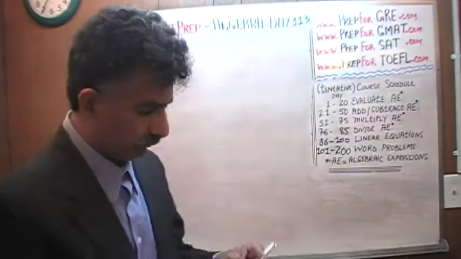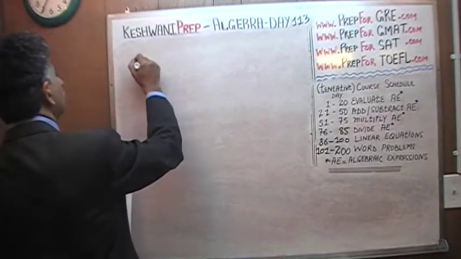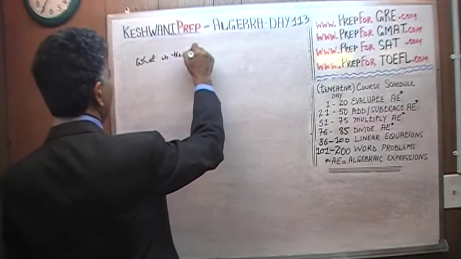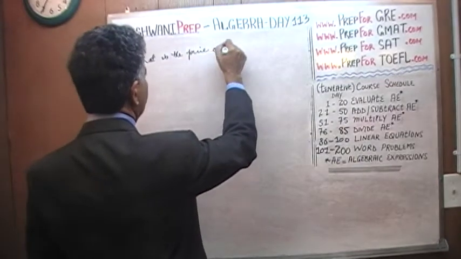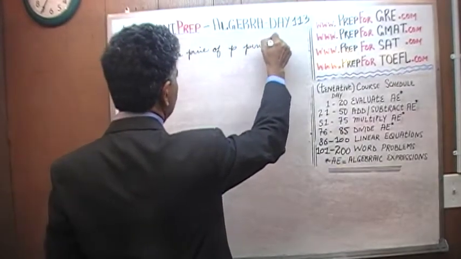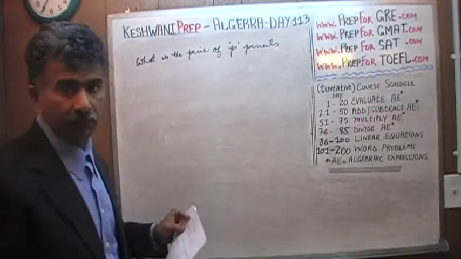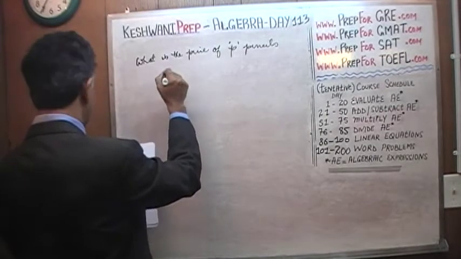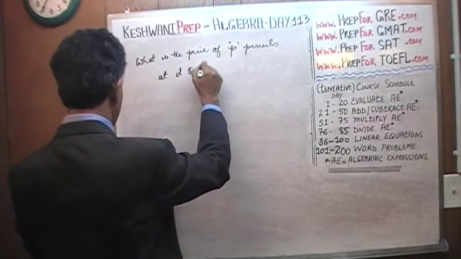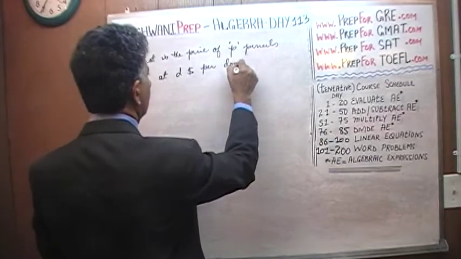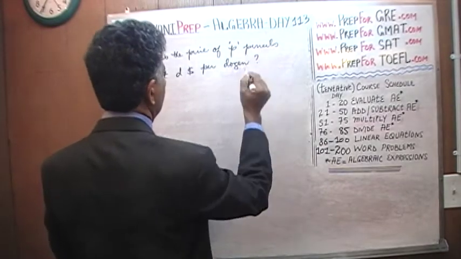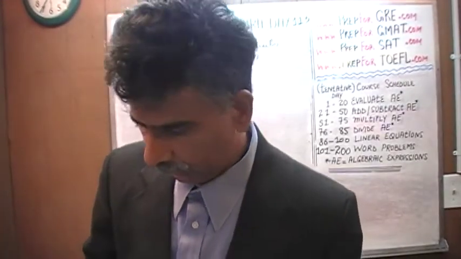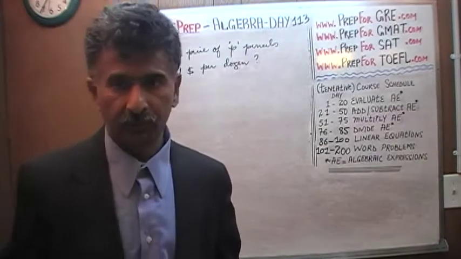The question for today is, what is the price of P pencils? And of course P is some quantity, we do not know how much it is, it's just P pencils at $D per dozen. It will be a good idea for you to pause the video at this point, absorb it, solve it yourself, and then resume it, okay?